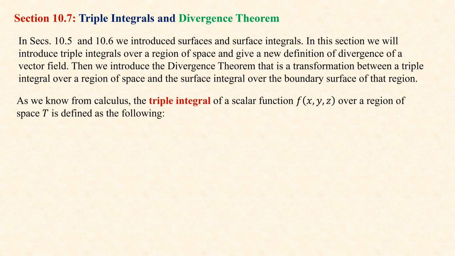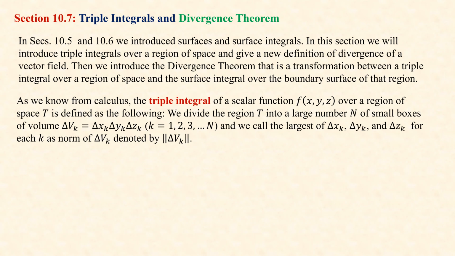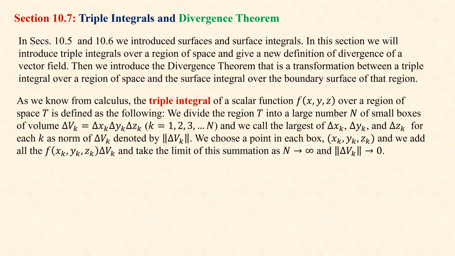From calculus, the triple integral of a scalar function f of x, y, z, over a region of space T is defined as the following. We divide the region T into a large number, which we call N, of small boxes of volume delta V_K, which has dimensions delta X_K, delta Y_K, delta Z_K, multiplied together to give delta V_K. K goes from 1 to N, the number of cells you have. We call the largest of delta X, delta Y, delta Z for each K the norm of delta V_K, denoted by double vertical lines, norm of delta V_K.